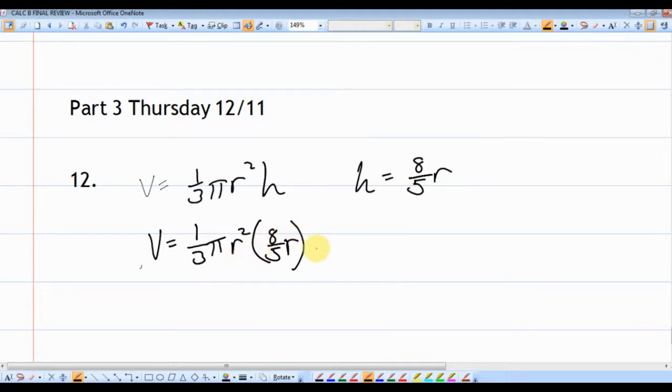A quick simplification job tells you that the volume is then equal to 8/15 pi r cubed. Now that is a nice compact formula.